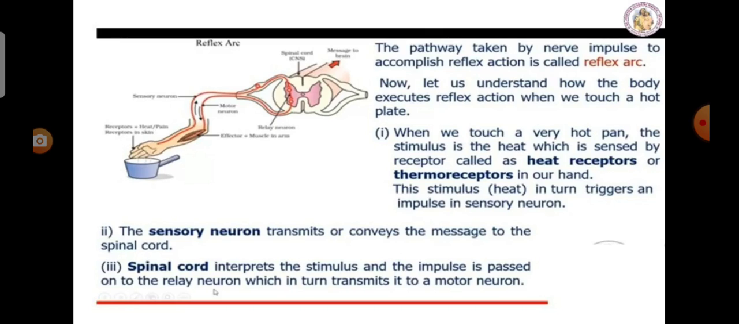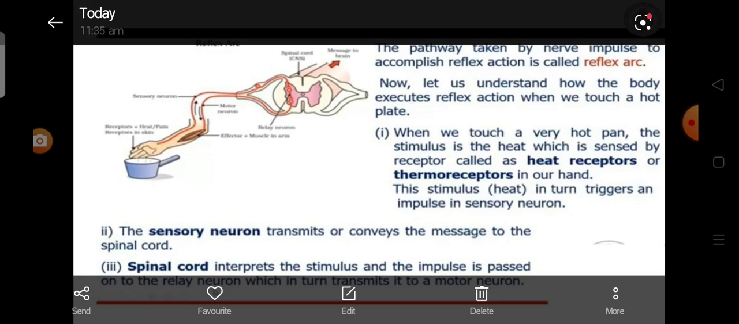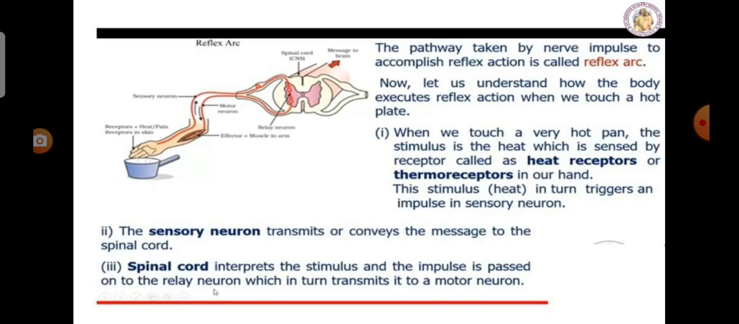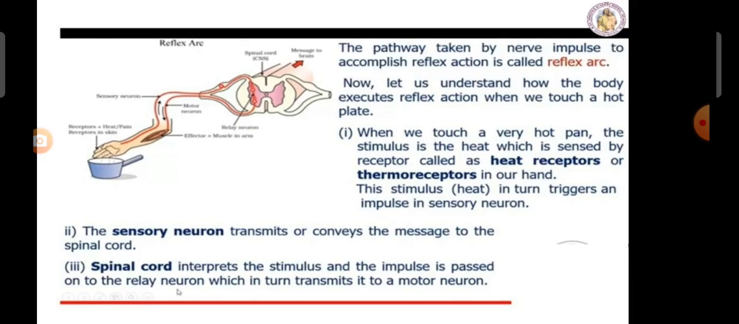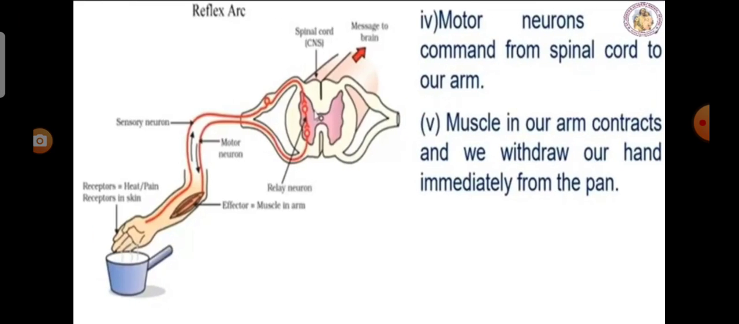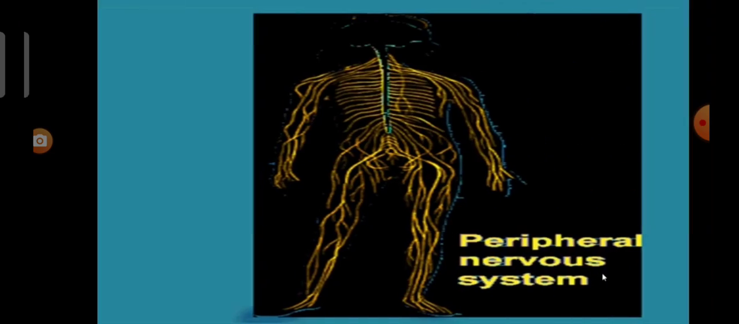The spinal cord interprets the stimulus and the impulse is passed on to the relay neuron, which in turn transmits it to a motor neuron. Motor neurons carry the command from the spinal cord to our arm. Muscles in our arm contract and we withdraw our hand immediately from the pan. This is an example of acquired or conditioned reflexes.